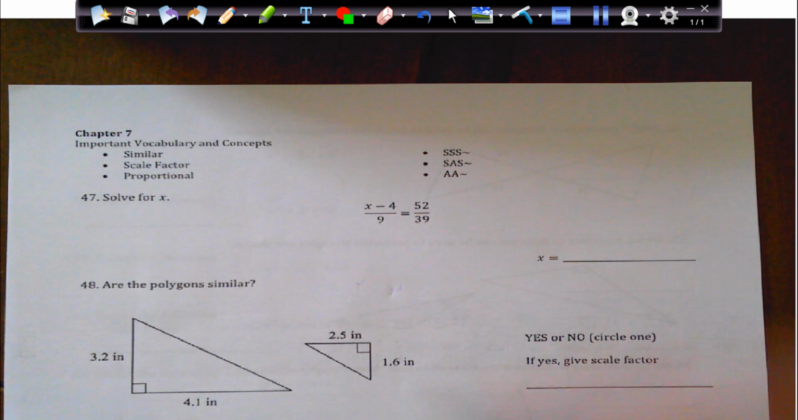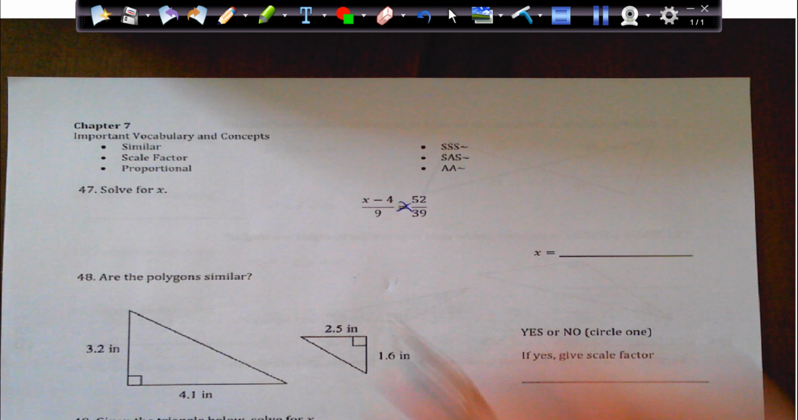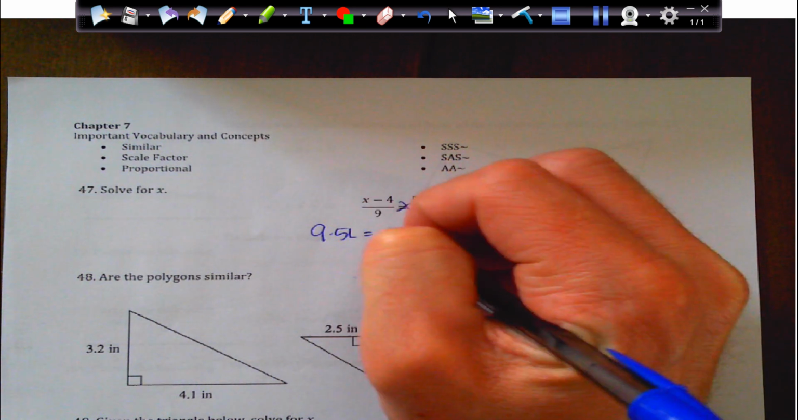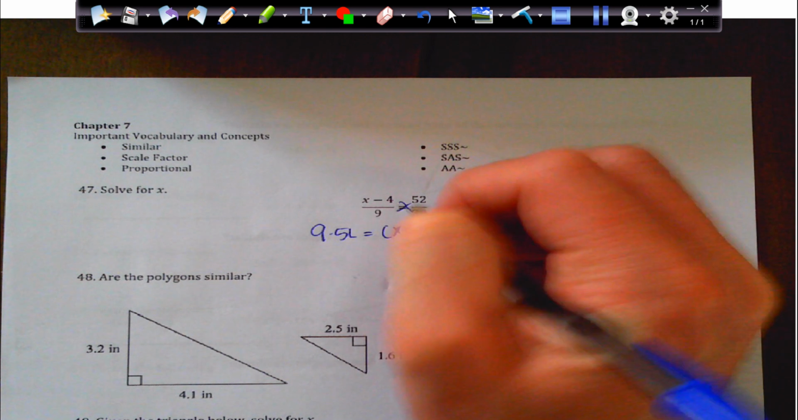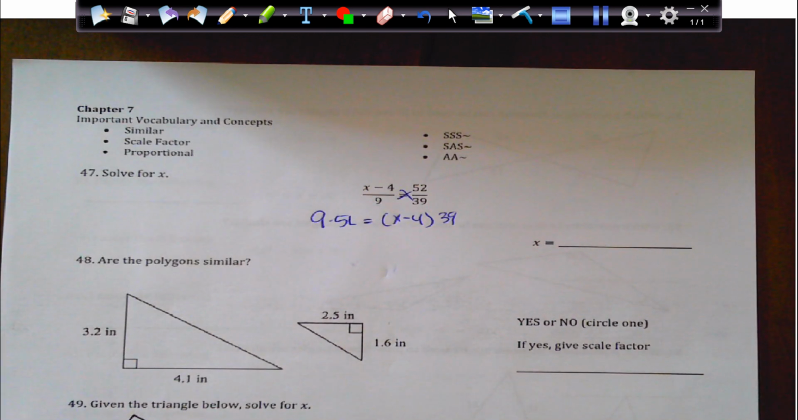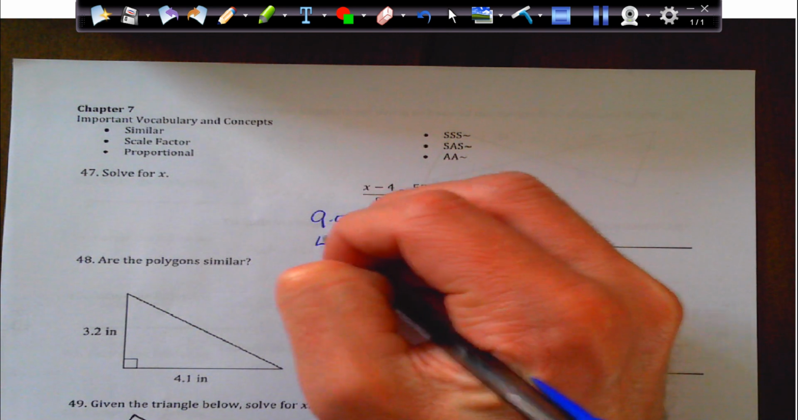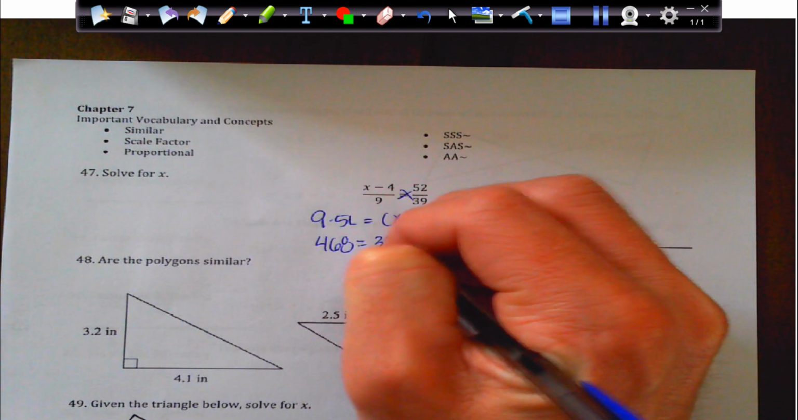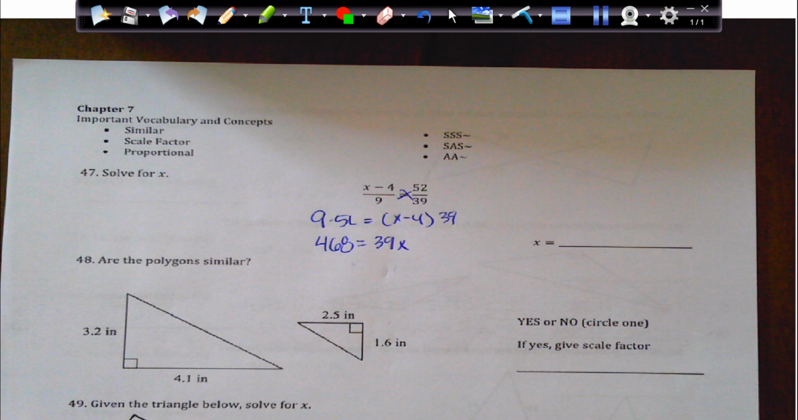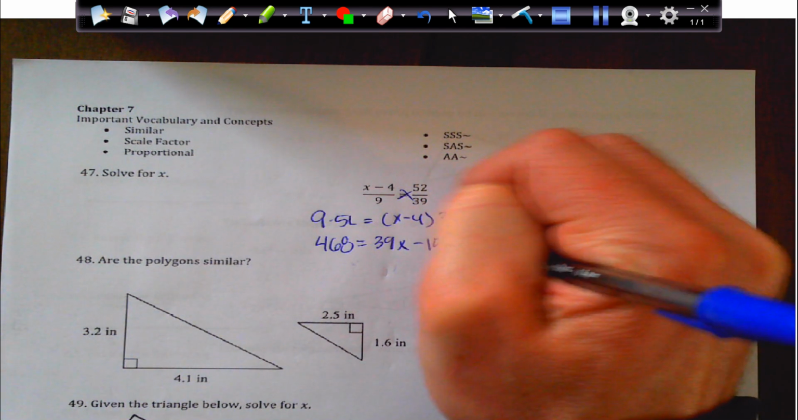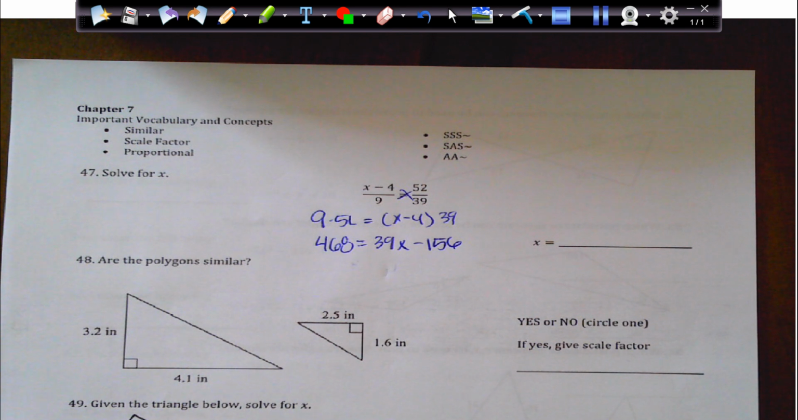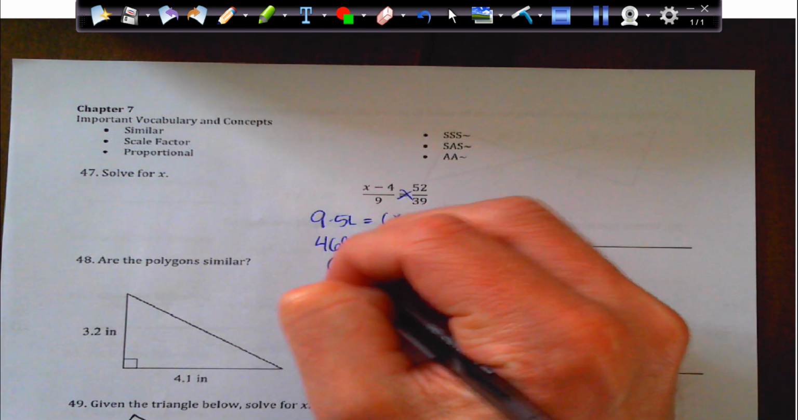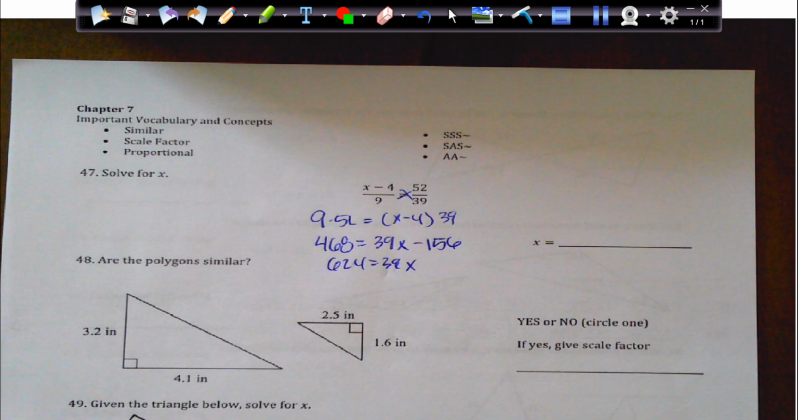Nice. All right, cross multiply. Boom, boom. So I'm going to get 9 times 52 equals x minus 4 times 39. I could have simplified that potentially. I bet you I could have. I didn't though, so big numbers for us all. This is going to be 39x, and 39 times 4 is negative 156. I'm going to add the 156 over to 468 to get 624 equals 39x, and then divide by 39, and I get x equals 16. So a nice little proportion. Remember to distribute. Don't forget that.